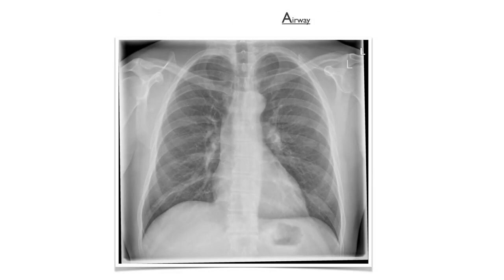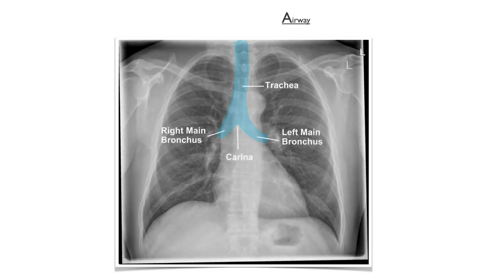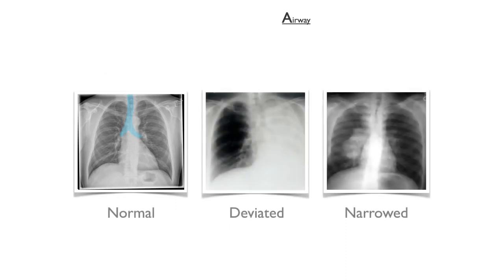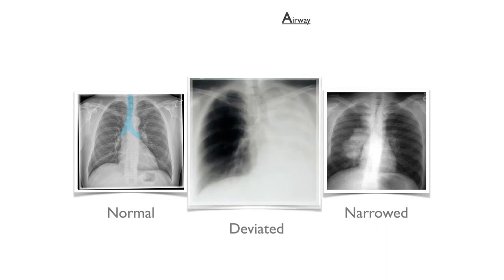Airway. The trachea sits in the midline and bifurcates at the carina into the left and right main bronchus. You should be aware of 3 main presentations: the normal, deviated and narrowed airway. We have already looked at the normal airway in the previous slide. So let's take a look at the deviated airway.